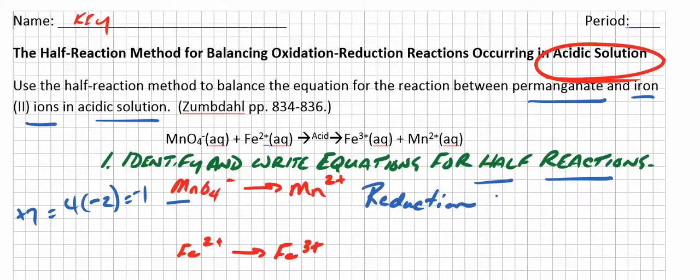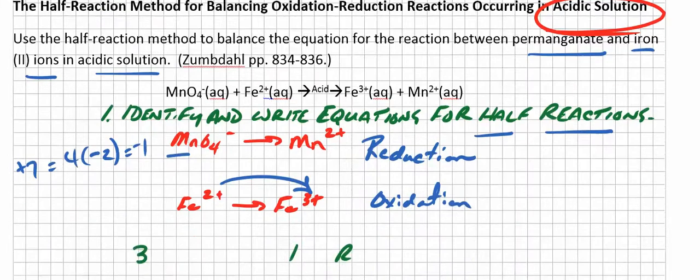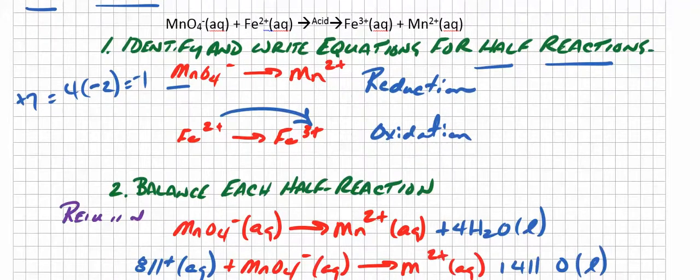So that's the reduction. Of course, for every reduction, there's got to be an oxidation. In this case, we're going from +2 to +3. So this one then is the oxidation. All right, so we've got the oxidation and we've got the reduction, and we have just tackled the first step in this process. So what do we do next?